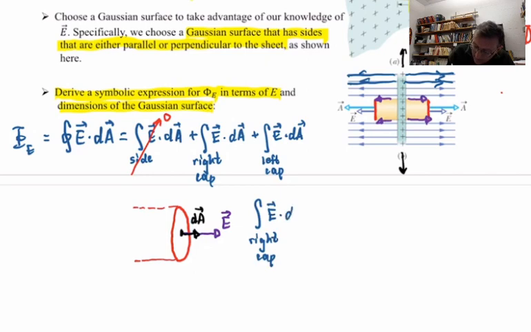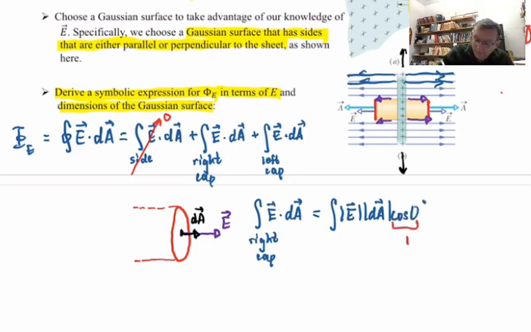E dot dA. But look, the E and the dA are pointing in the same direction. So that's magnitude E, magnitude dA, cosine of 0 degrees. And the cosine of 0 degrees is 1. So now this is magnitude E times magnitude dA. I'm just going to use now the symbol E for the magnitude and dA for that magnitude.